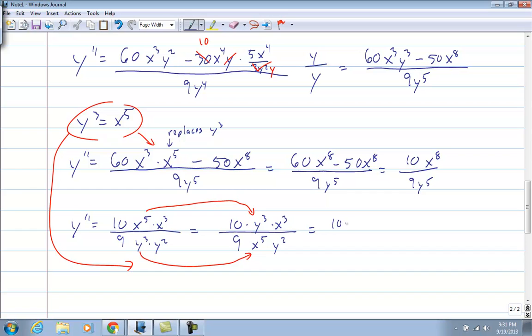So if it's 10 times y cubed times x cubed over 9 times x to the fifth times y squared, this is what happens. It's kind of fun. The x cubed divides with the x to the fifth, leaves an x squared. Y squared divides with the y cubed, leaves a y up on top. We end up with 10y over 9x squared, and this is what the computer has for an answer. So I know that's kind of a complicated way to get there. I hope it makes sense. I hope that you can follow that. So let me know and have a good day.